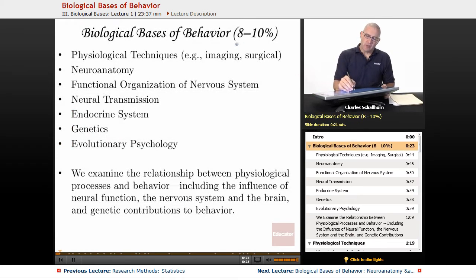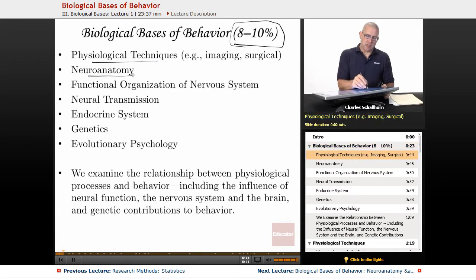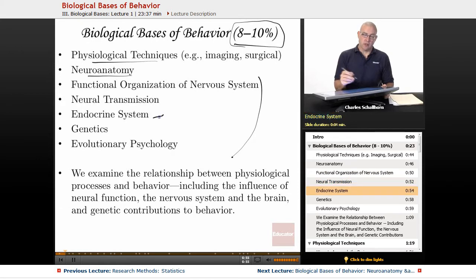The biology component of the course has 8 to 10% of the multiple choice questions that deal with biology. There are also typically on the FRQs, the free response questions, some biological references every year. So with this particular unit, we're going to be looking at physiological techniques and a little bit of neuroanatomy. And in this entire unit, we're also going to be looking at the nervous systems, neural transmission in neurons, neurotransmitters, the endocrine system, which of course is hormones.